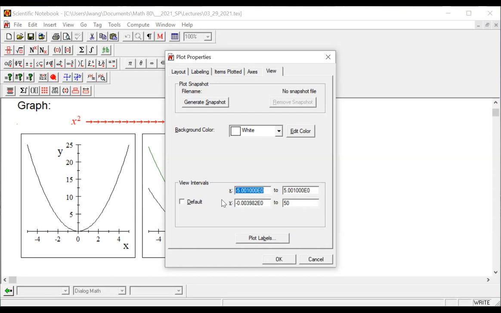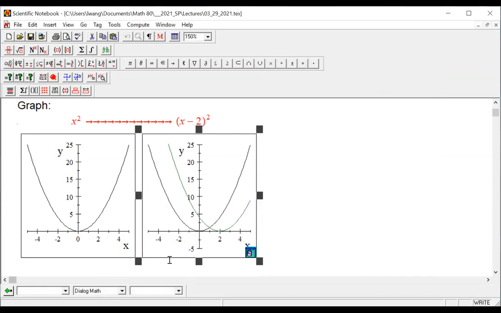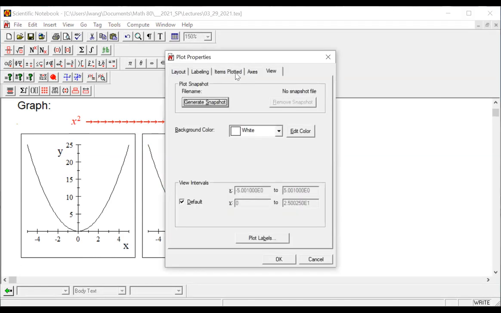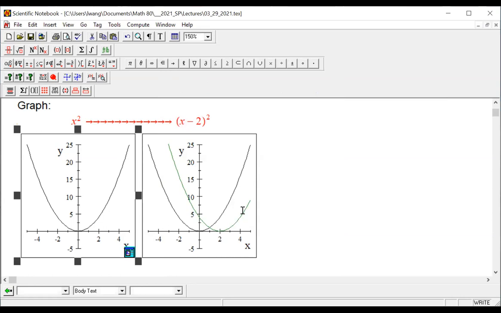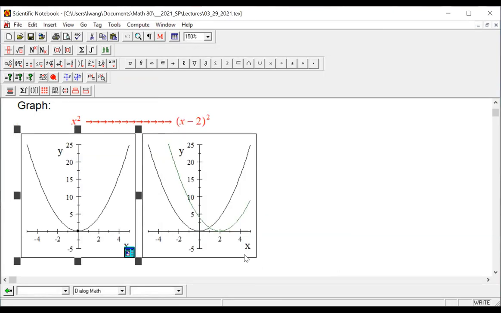So from negative 5 to 5 still. And so here I'm gonna make it a negative 5 and 25. Okay, so it's a shifting from here. I'm gonna make them the same scales. Over here, this is negative 5 and that's a 25. Okay, so shifting to the right. Does everybody follow? Shifting to the right, and you see the vertex shifted from the original 0, 0, which I'm gonna make a black dot, it shifted to the green dot.